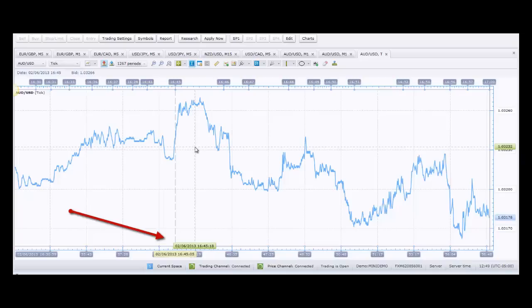16:45:18, 16:45:18, 16:45:18, 16:45:19, 19, as I'm moving over, one click at a time, 19, 20. So at 16:45:19, we had 3 ticks within that 1 second.